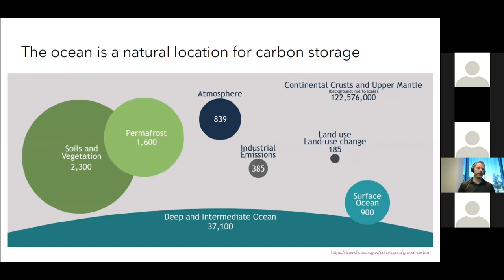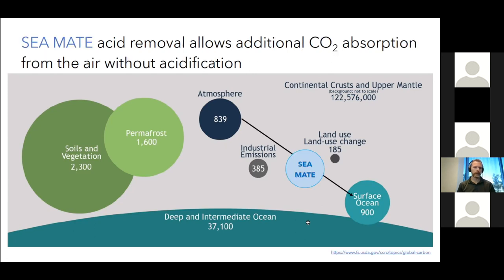And in fact, if you look at the stores of carbon in the world, right, so this is gigatons of carbon, not gigatons of CO2, in the soils, atmosphere, and ocean, you see the ocean is actually a very natural location for carbon storage, right? There is a lot of carbon in the surface ocean and the deep ocean, especially. And so what the process is doing is that acid removal and the associated increase in alkalinity allows us to draw down additional carbon dioxide from the atmosphere and store it in bicarbonate, initially in the surface ocean and ultimately in the deep ocean, right? And so we're increasing the capacity for storing dissolved inorganic carbon in the ocean.